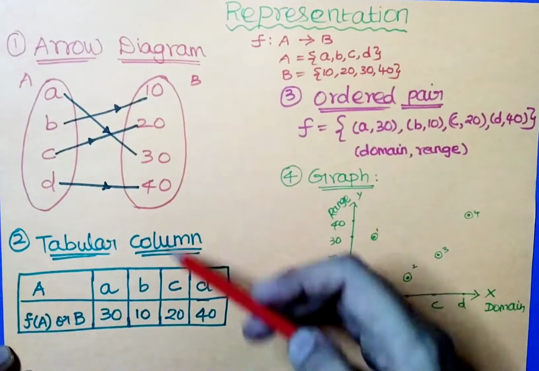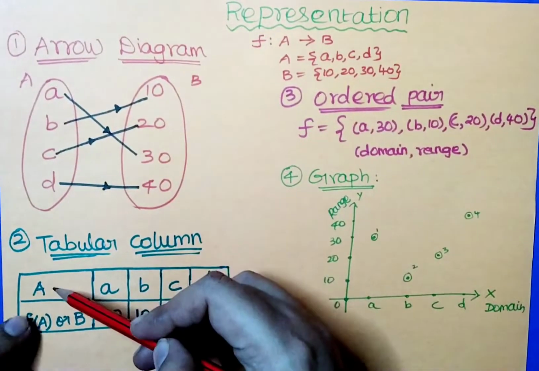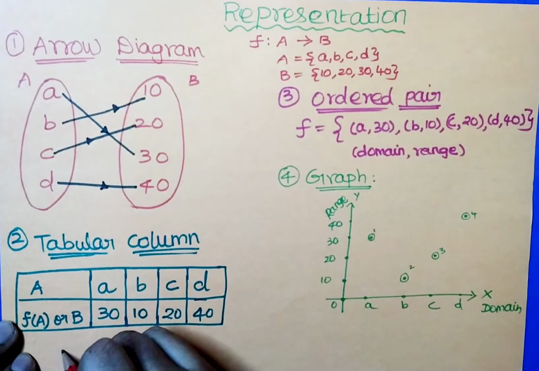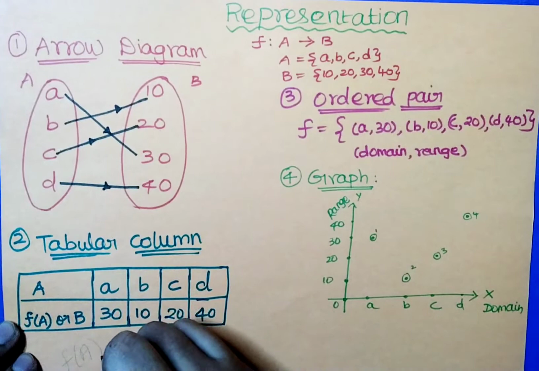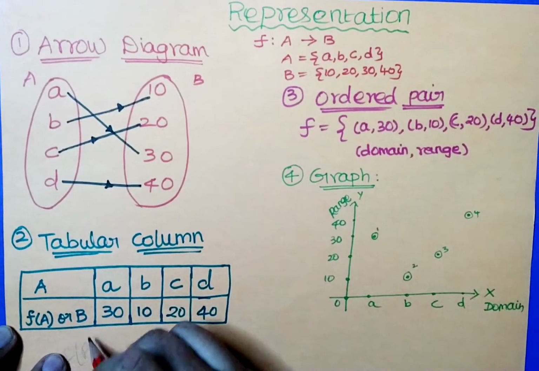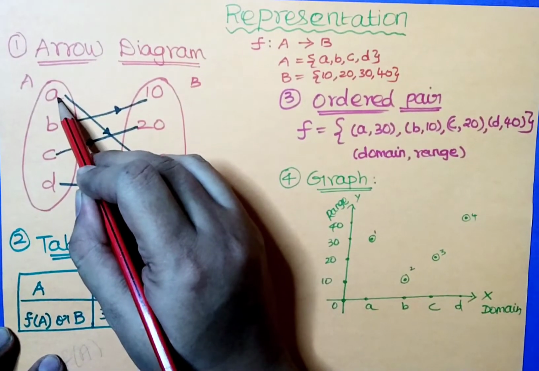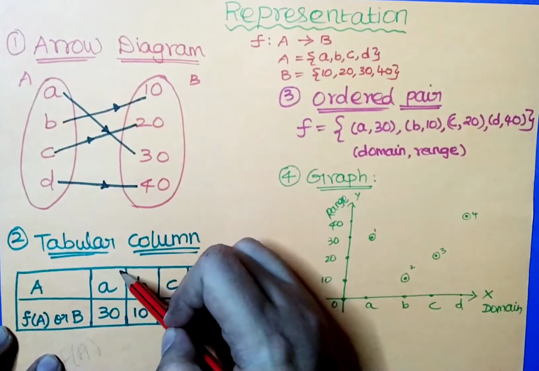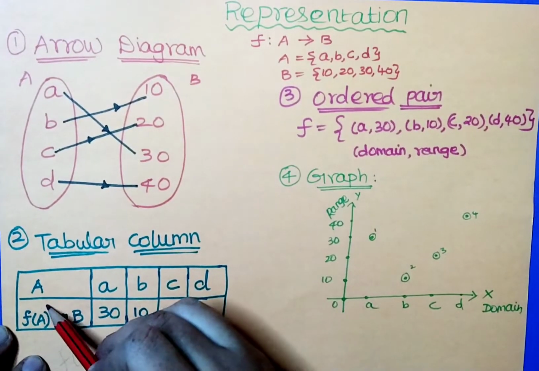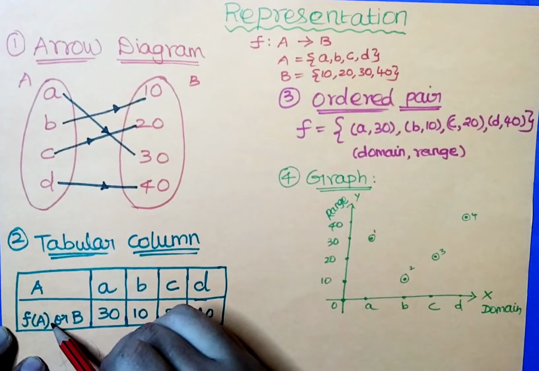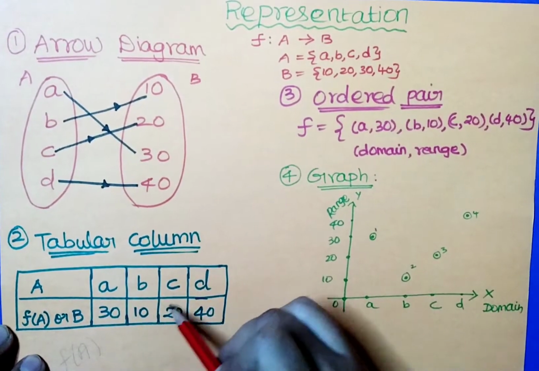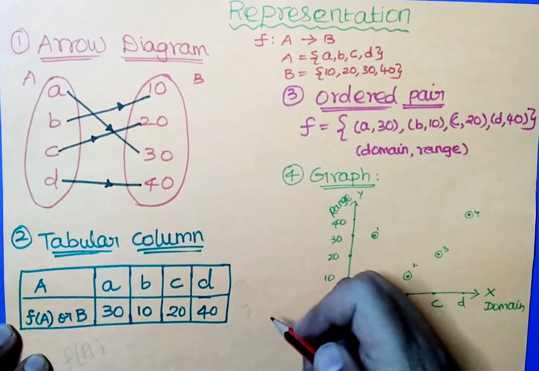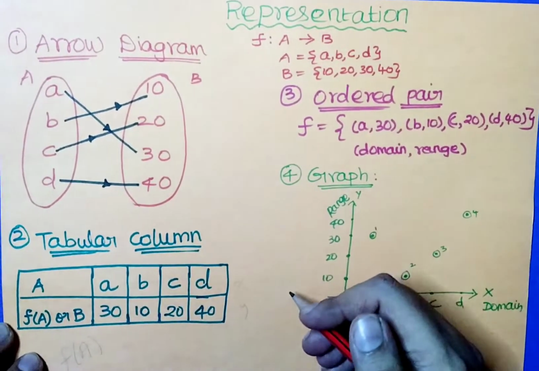In tabular form, we just write the first set. Either you write it as B or we can write it as f of A. This f of A means that we are substituting the elements from the domain in the function and finding the values correspondingly. So that is the meaning of f of A, function of A. Correspondingly, you just write the value. It can be x and y or A and B, that's up to you, or whatever they have given in the question.